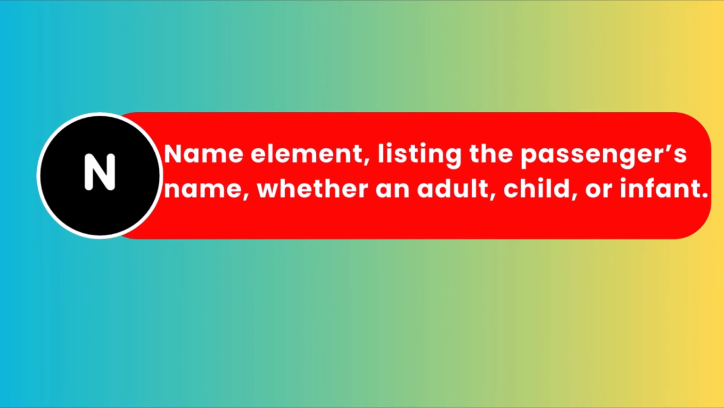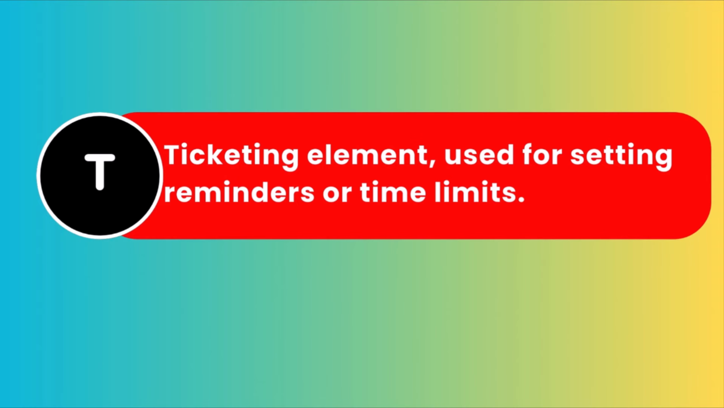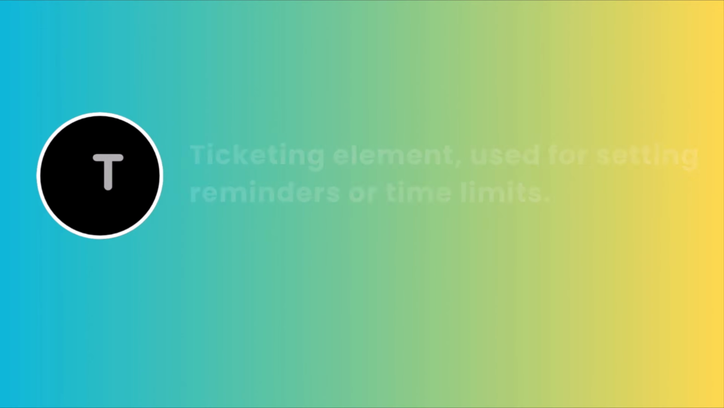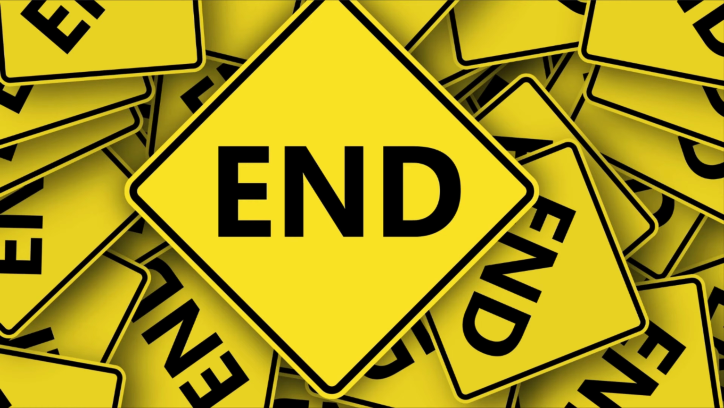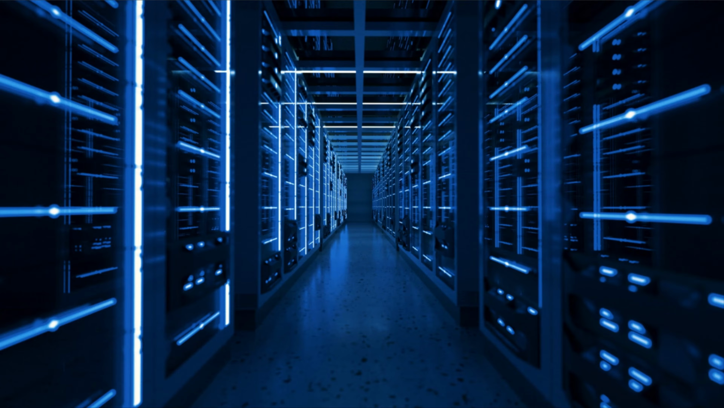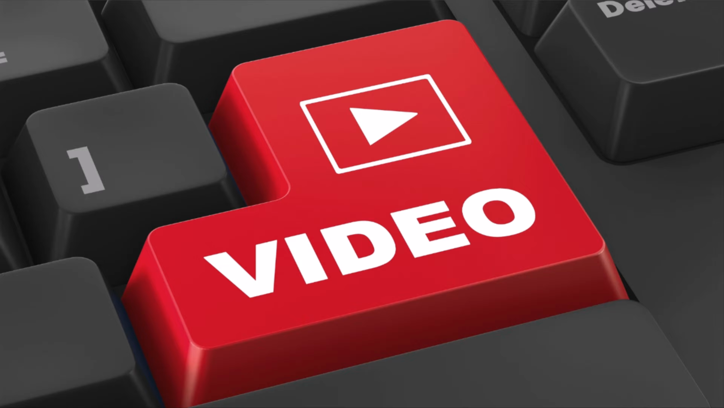Letter N denotes the name element, listing the passenger's name, whether an adult, child, or infant. Letter T is for ticketing, used for setting reminders or time limits. After inputting these mandatory 5 elements, finalize the record with an end transaction, ET or ER, to store it in the reservation system. In this video, we'll walk you through creating a PNR from scratch.